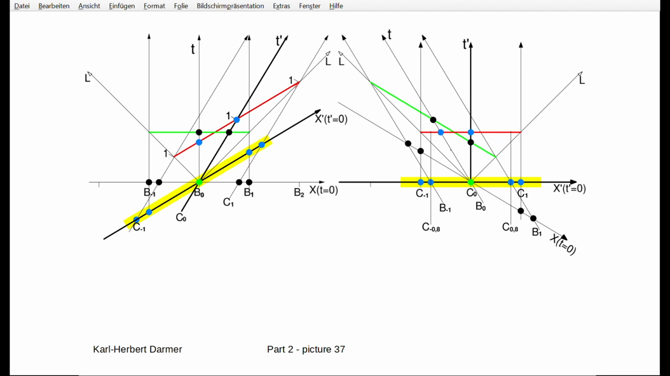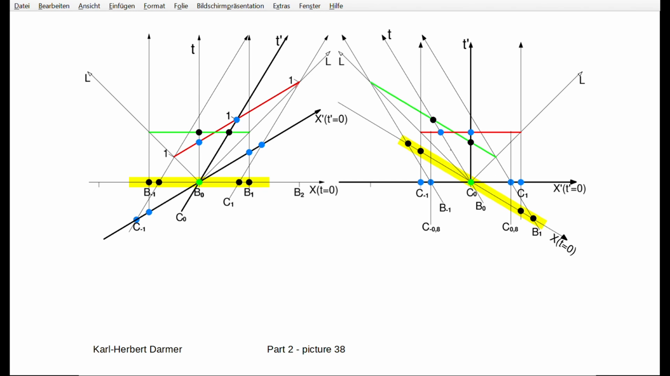On the x' axis, t' equals 0, all simultaneous events for the C system at the time t' equals 0 are shown. Since the encounters of B1 with C0.8 and B-1 with C-0.8 are within the distance from C-1 to C1, the C system measures the distance of the B observers as shortened. On the x-axis, t equals 0, all simultaneous events for the B system at time t equals 0 are shown. Since the encounters of C1 with B0.8 and C-1 with B-0.8 are within the distance from B-1 to B1, the B system measures the distance of the C observers as shortened.